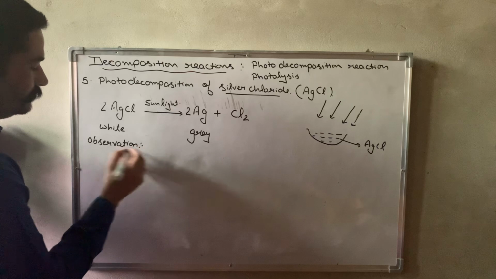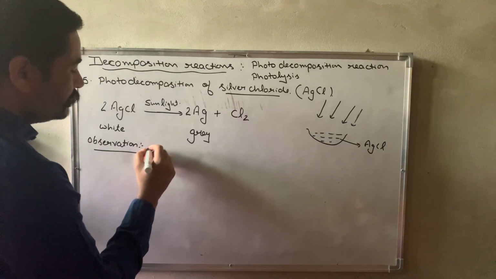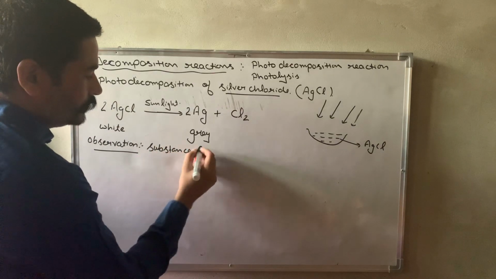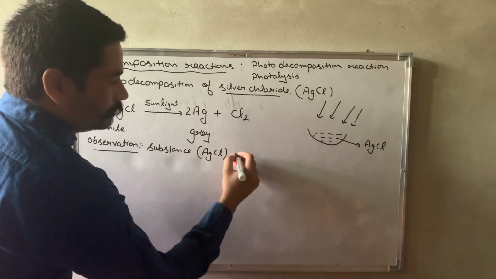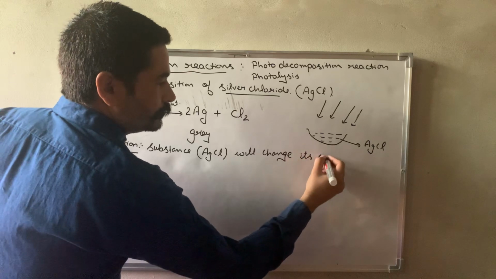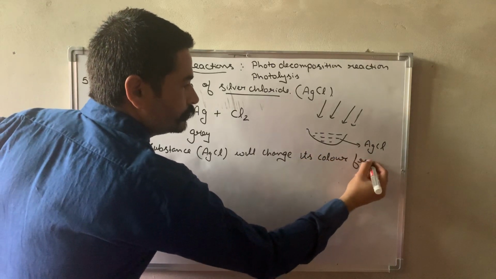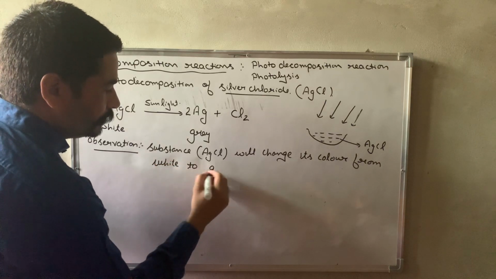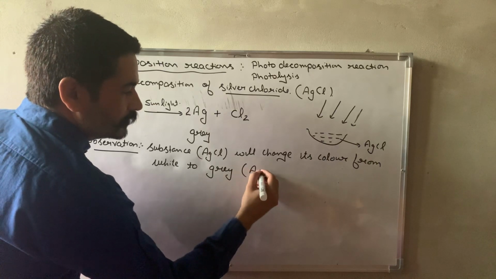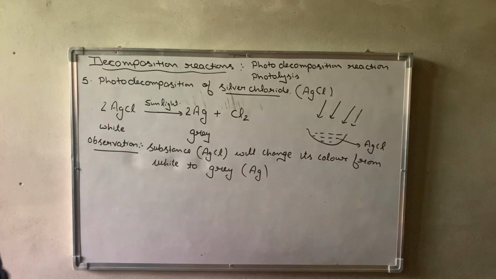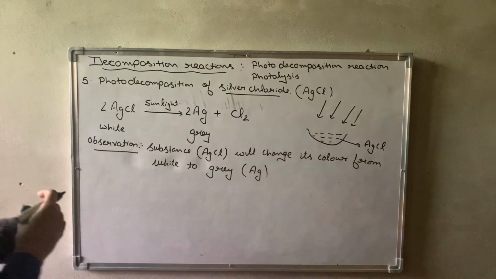So what is the observation? The substance, mainly the substance here is silver chloride, will change its color from white to grey, and the grey color is due to the formation of silver. Okay, so this was a very simple chemical reaction in which energy is used in the form of sunlight. Similar reaction we have sixth, we can cover over here only.